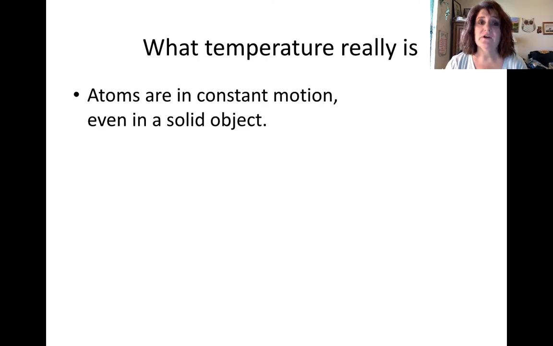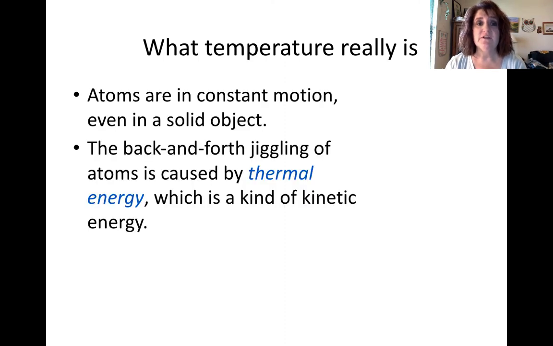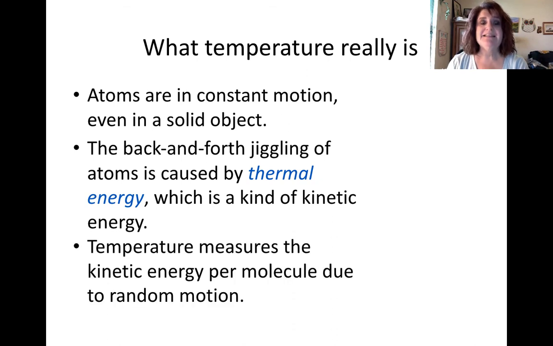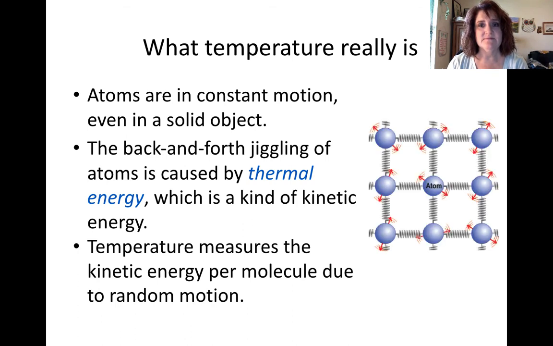So atoms are in constant motion. The back and forth jiggling of the atoms is the thermal energy. So there's your first definition. Thermal energy is the internal motion of the atom. Temperature is the measurement of that internal energy.